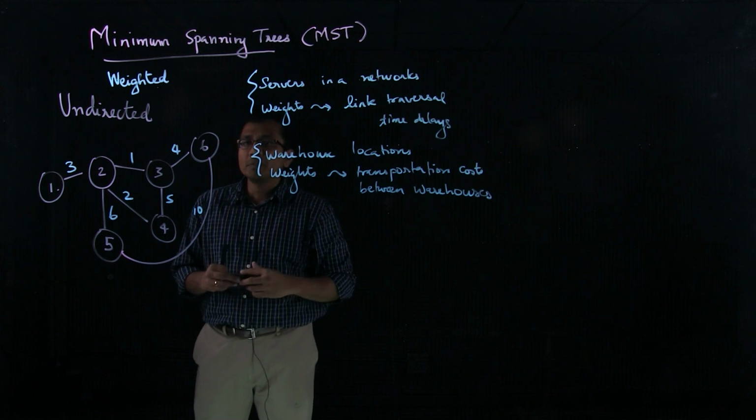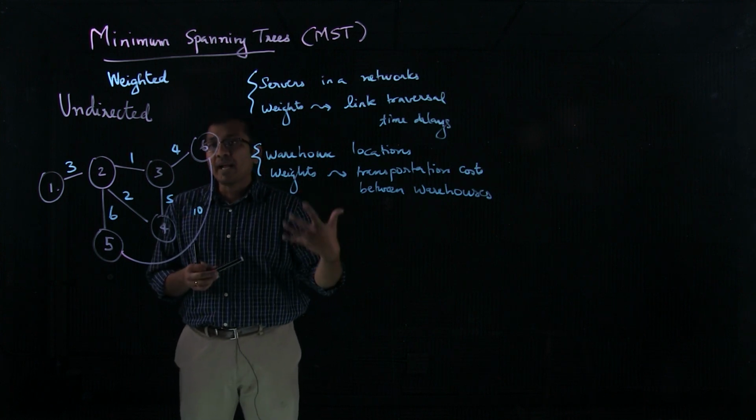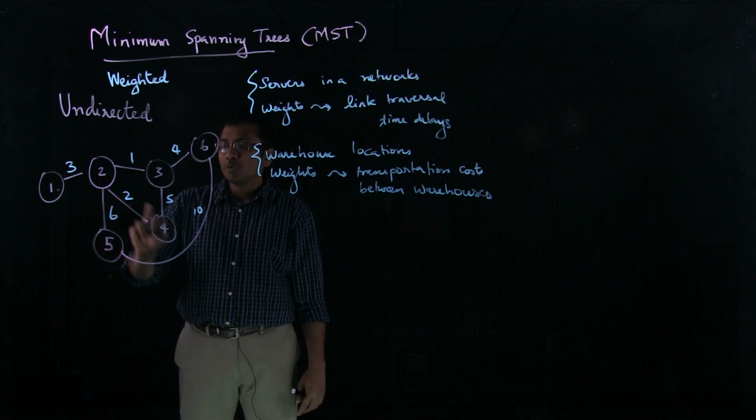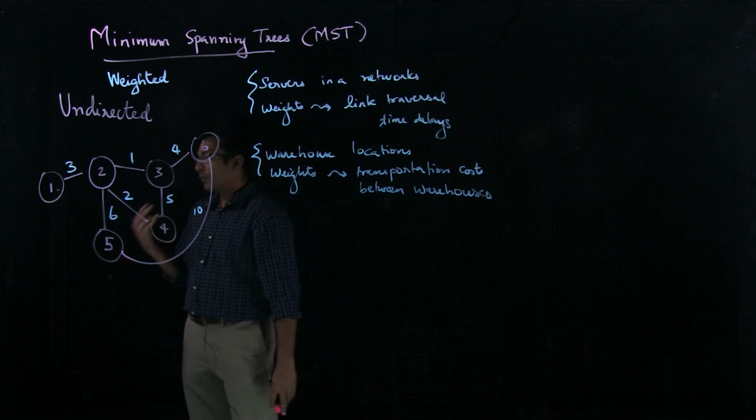Well, there are many possible ways to route a packet from 1 to 6. So I could go from 1 to 2 to 3 to 6. I could go from 1 to 2 to 4 to 3 to 6. I could go from 1 to 5 to 6. So there are many ways of routing a packet.